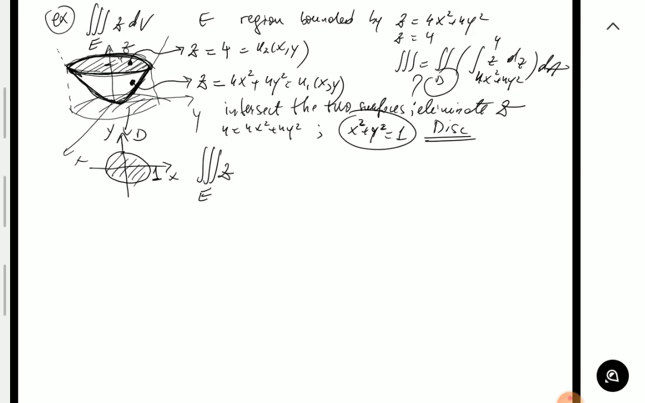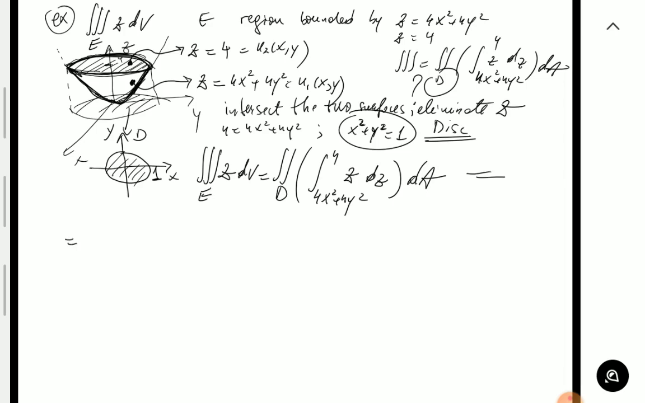The triple integral of z dV is going to be the double integral over this common domain of whatever I get from the innermost integral, which runs from 4x squared plus 4y squared all the way up to 4, of z dz dA. We have to do the innermost integral before you worry about how you solve the double integral on the outside. Okay, the innermost integral shouldn't be too much of a problem, right?